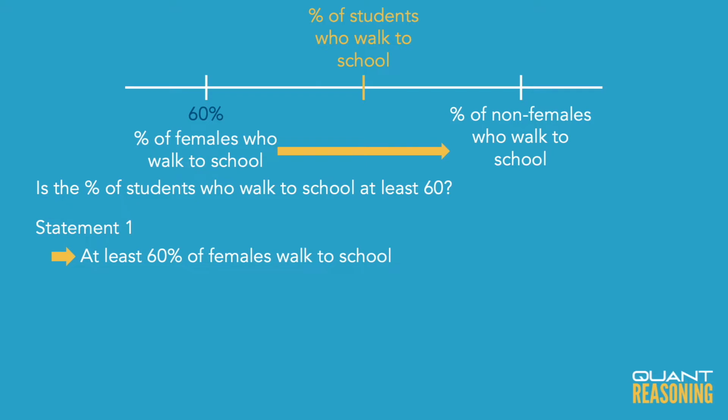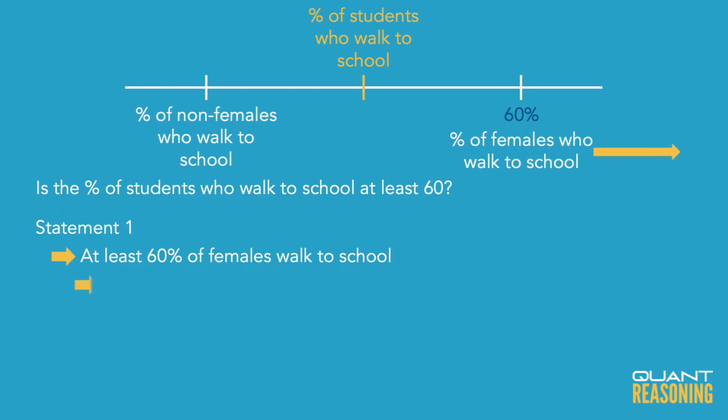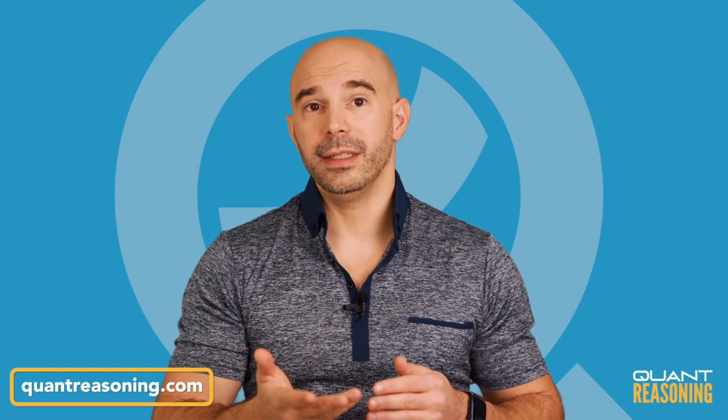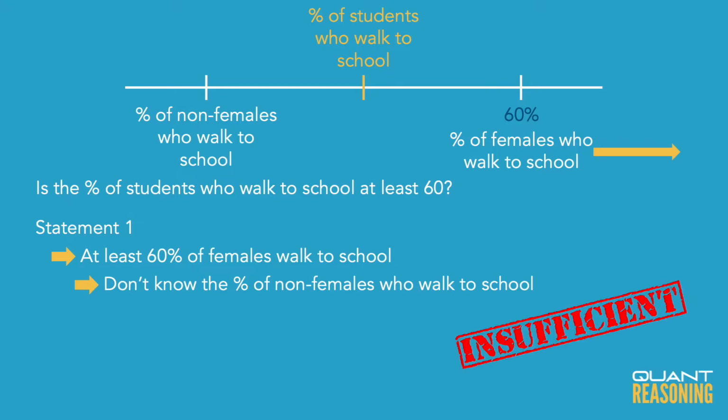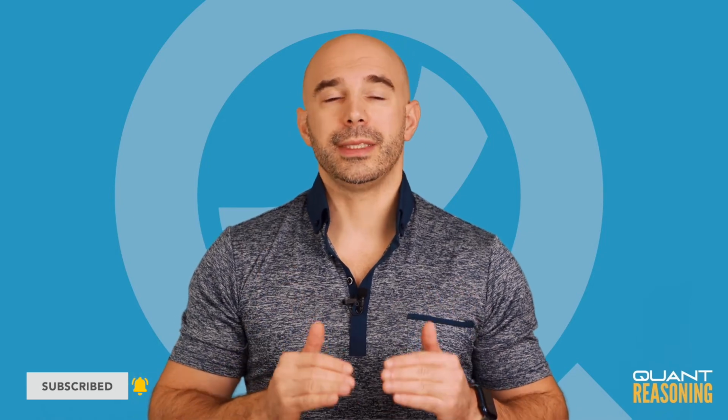Now, if the percent of non-females who walk to school is very low, then it's very likely that we'll get a no. The percent of students walking to school is not at least 60. On the other hand, if the percent of non-females who walk to school is more than 60, then the answer is a definitive yes. So statement 1 on its own is not sufficient to answer this question because it only gives us one side of the mixture of ratios and we don't know anything about the other side. So let's go ahead and eliminate the answer choices that claim that statement 1 is sufficient on its own. A and D are gone, and we're down to B, C, or E.